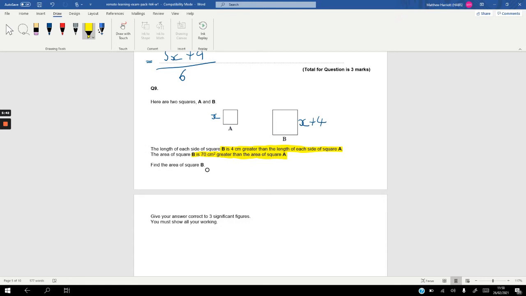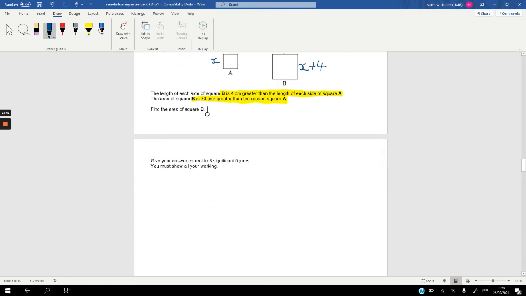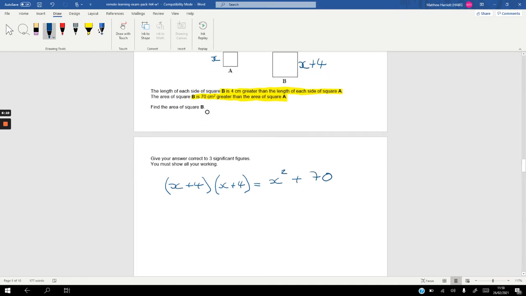Now, I'm told that the area of the square B is 70 centimeters greater than the area of the square A. Now, this bit is slightly harder for us to use, but the area of the square B has to be the base times the height. Okay, and I'm told that that is 70 centimeters bigger than the area of square A. Now, square A has to be x times x, which is x squared, plus the 70 centimeters because it's greater than.